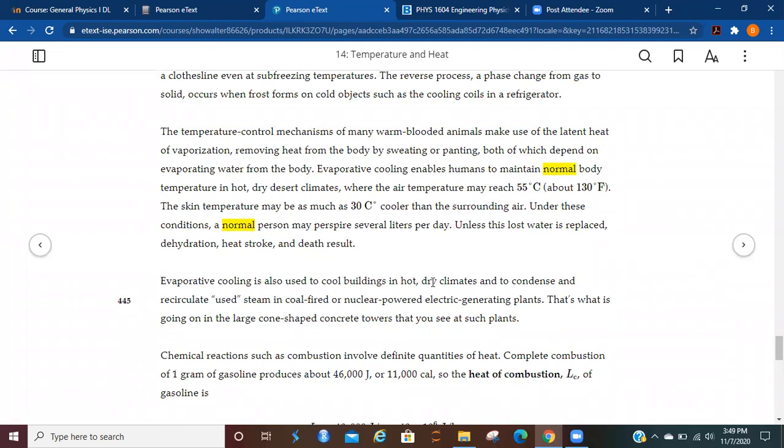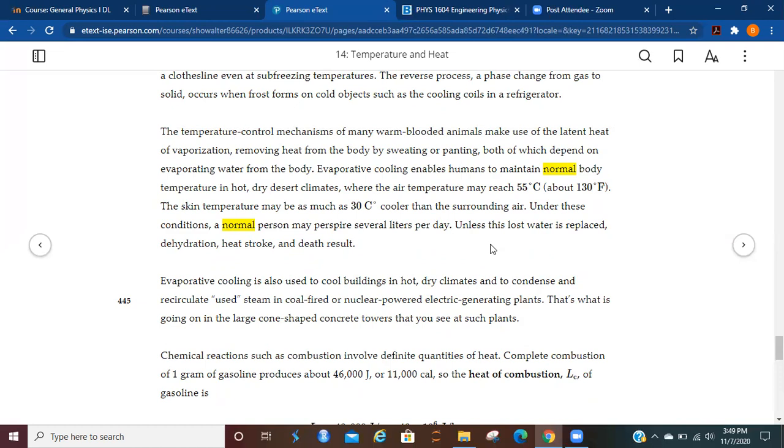The temperature control mechanism of many warm-blooded animals also makes use of the latent heat of vaporization, removing heat from the body by sweating or panting, both of which depend on evaporating water from the body. Evaporative cooling enables humans to maintain normal body temperature in hot, dry desert climates, where the air temperature may reach 55 degrees Celsius or about 130 Fahrenheit, think Death Valley.